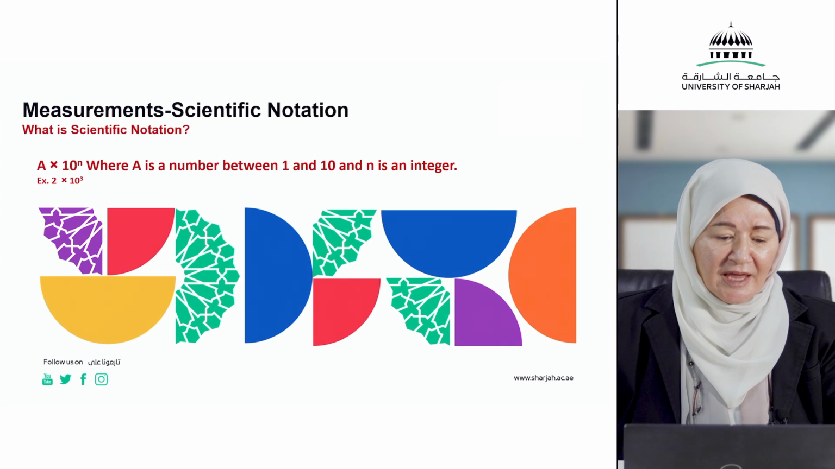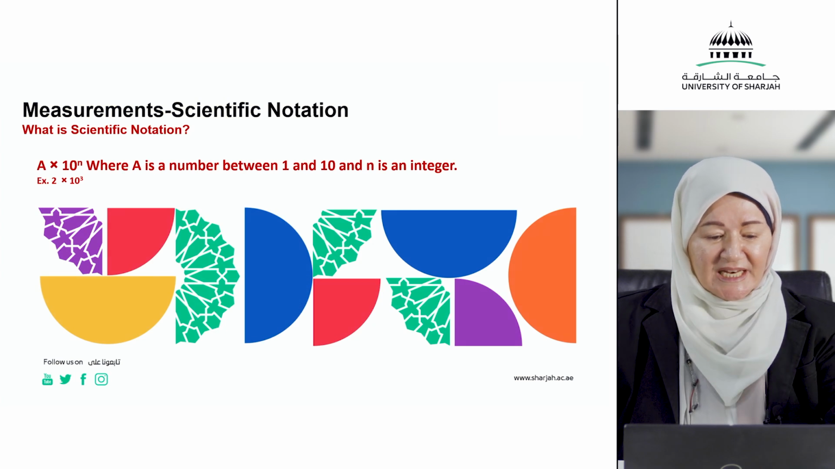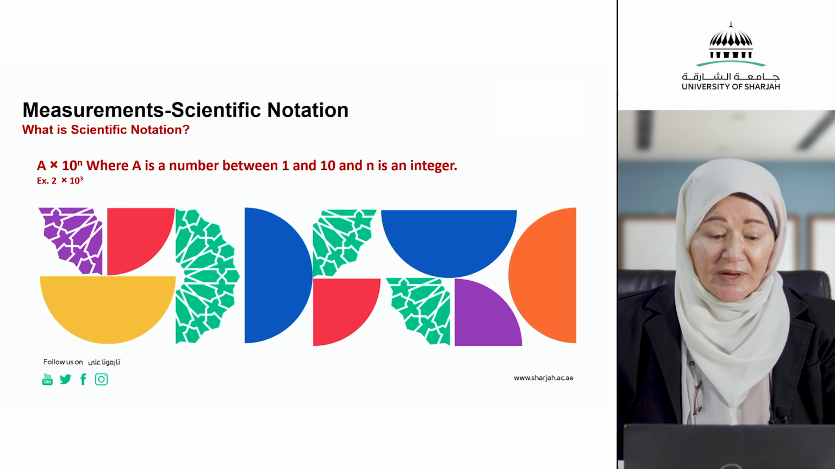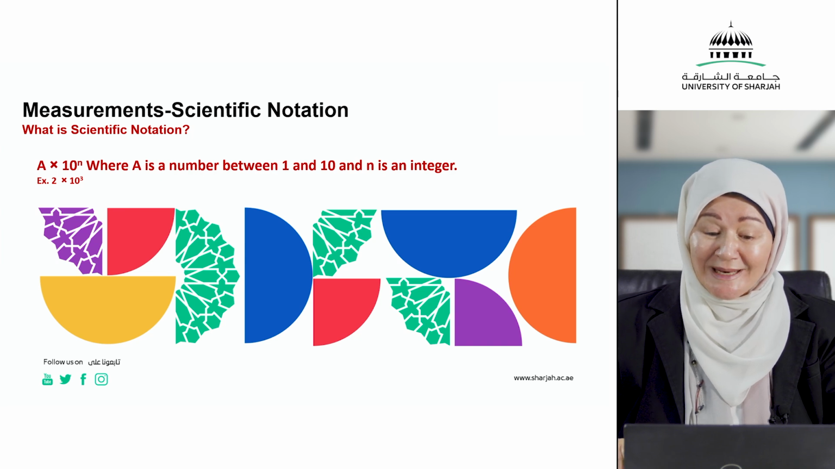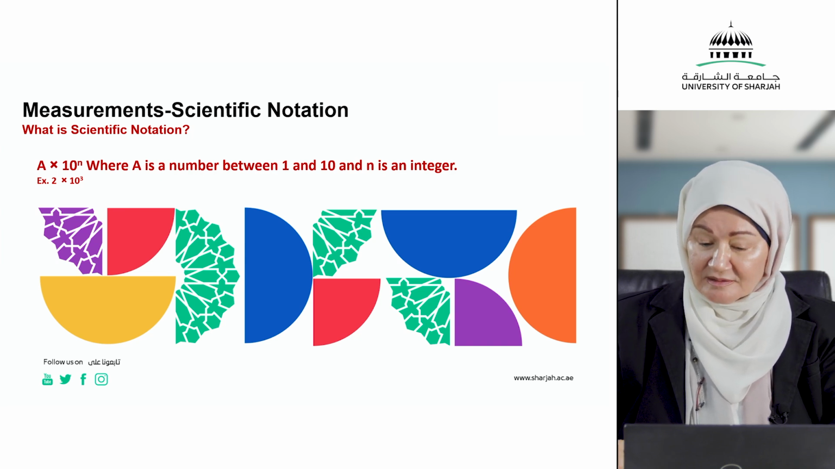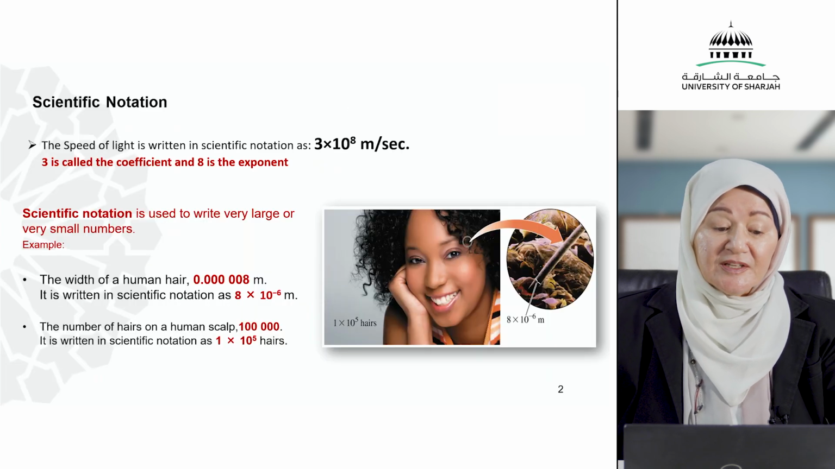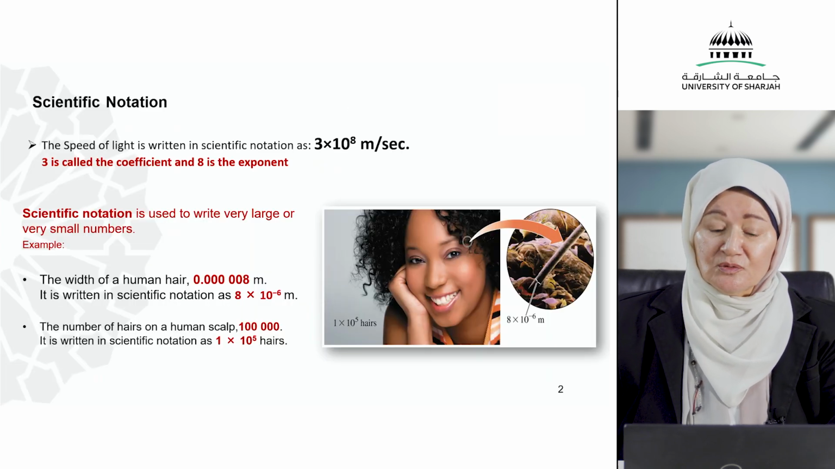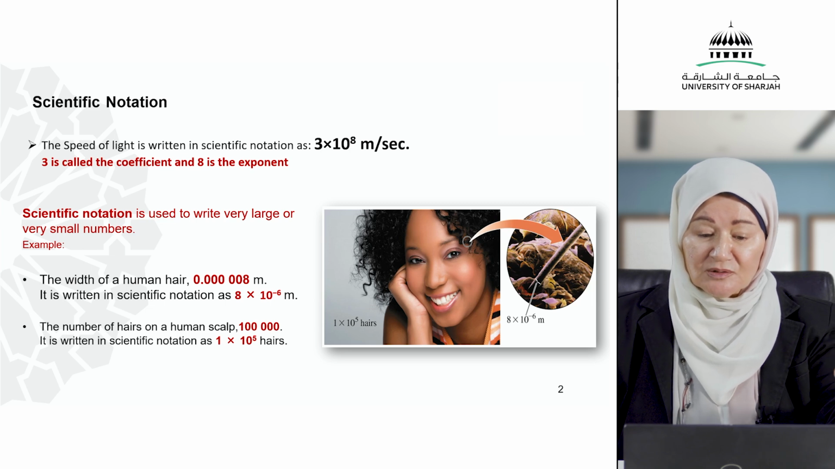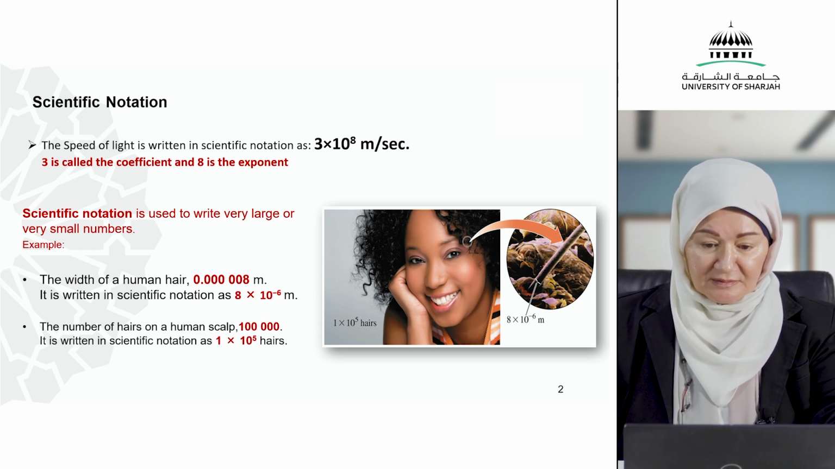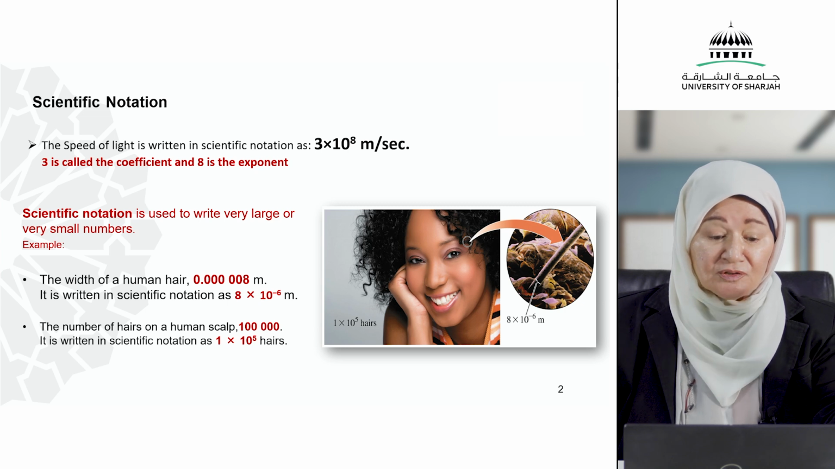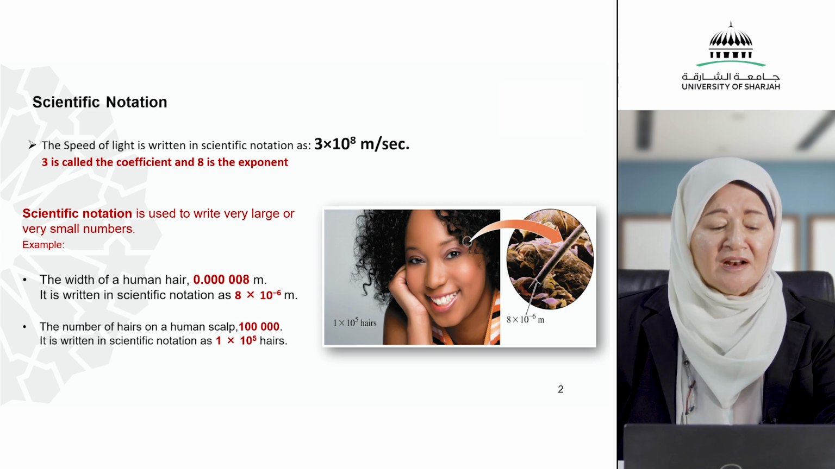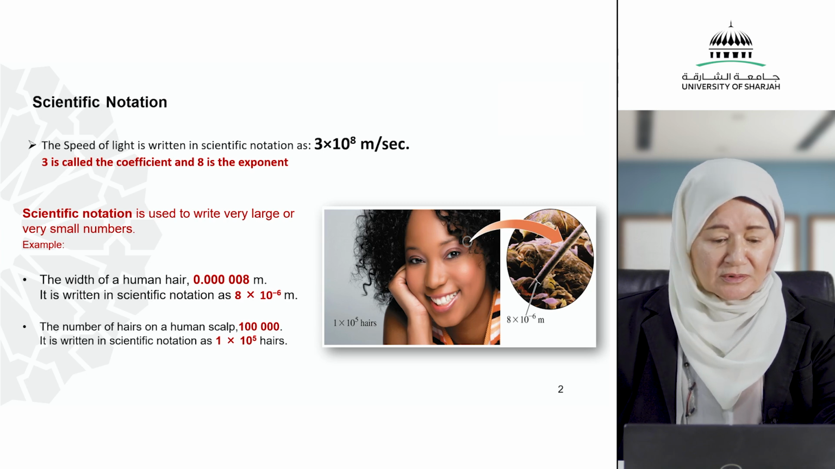Today's lesson is going to be about measurement and scientific notation. What is scientific notation? A times 10 to the exponent n, where a is a number between 1 and 10 and n is an integer. The speed of light is written in scientific notation as 3 times 10 to the 8 meters per second. Scientific notation is used to write very large or very small numbers.